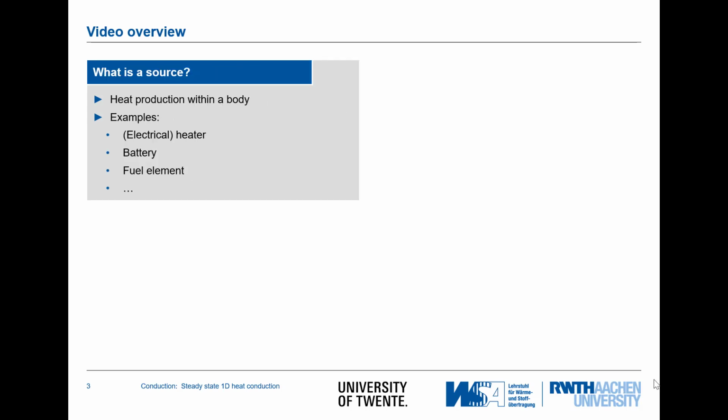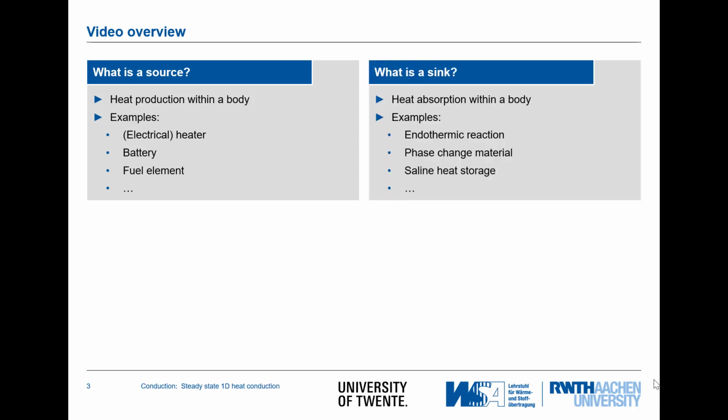What is a heat source, or how can we think of a heat source? Heat can be produced inside a body, for instance, due to an ohmic resistance if a current flows through the body itself. This is a typical example for a heater, or also inside the battery, but there chemical processes are also occurring and this increases the temperature. Also, fuel elements are classical examples for heat sources.